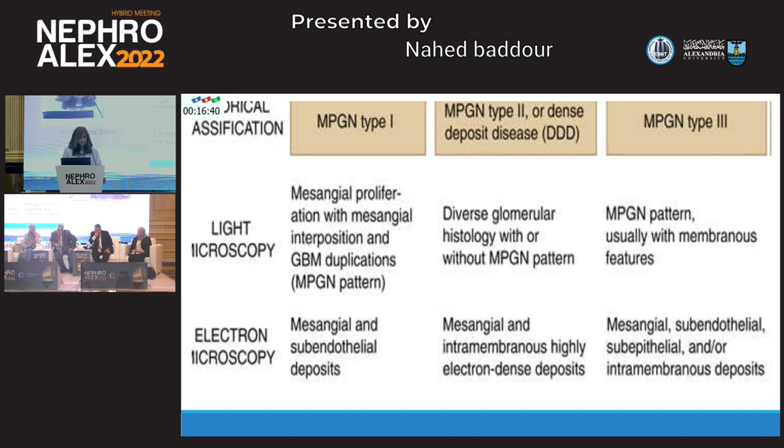Now, by EM, in type 1, you have mesangial and subendothelial deposits. In type 3, you have mesangial, subendothelial, subepithelial, and/or intramembranous deposits, which are responsible for the more membranous inclined type of morphology. And in type 2, which is the dense deposit disease, you have the characteristic intramembranous, highly electron-dense, cigar-shaped deposits.